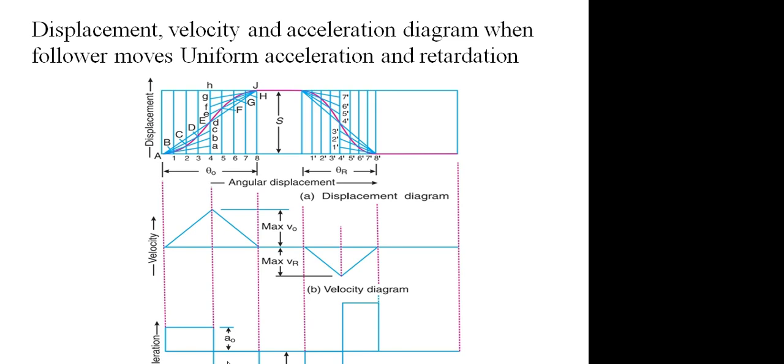Then there is some decrease in the velocity of the follower. So there is a uniform retardation of the follower during the second half of the outstroke. Similarly, for the first half of the return stroke, there is a retardation of the follower, and during the next half of the return stroke, there will be uniform acceleration of the follower. So this is the acceleration diagram for the follower when the follower moves with uniform acceleration and retardation.